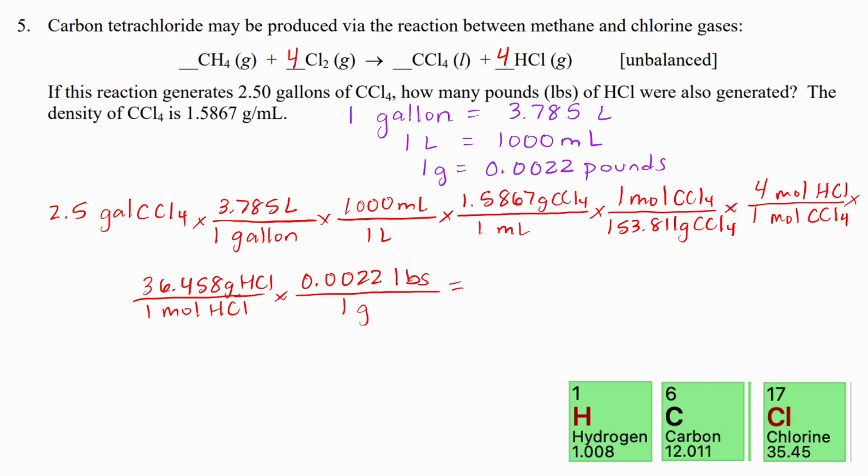So in my calculator, I'm going to do 2.5 times 3.785, press equals, times 1,000, press equals, times 1.5867, press equals, divide by 153.811, press equals. Then you're going to multiply by 4, again press equals, multiply by 36.458, and then finally multiply that by 0.0022, and you will get your final answer, which is 31.3 pounds of HCl.